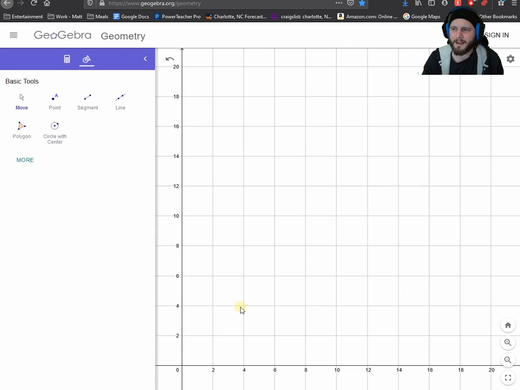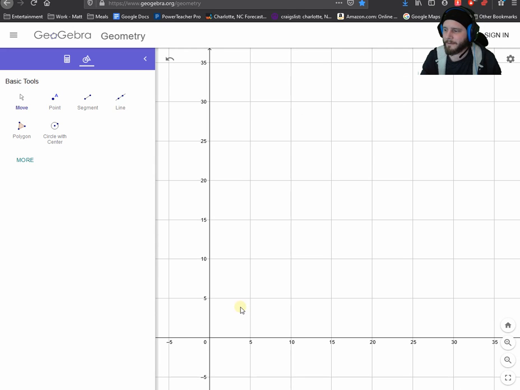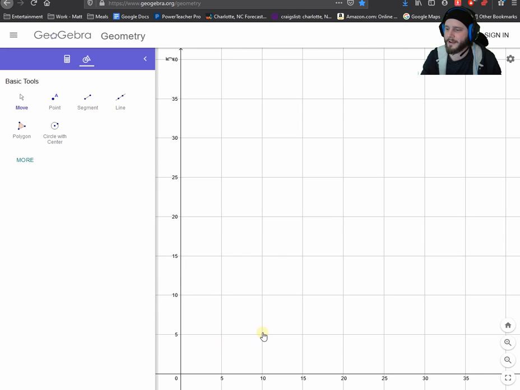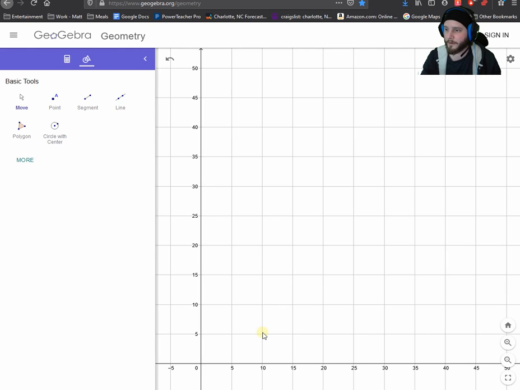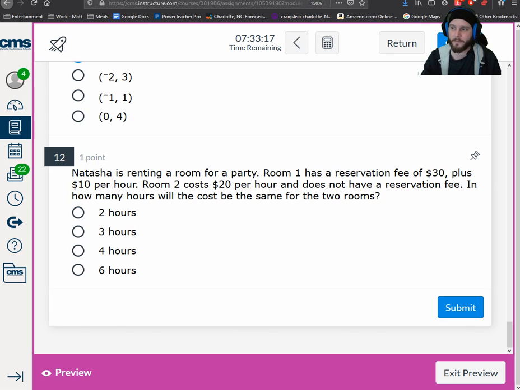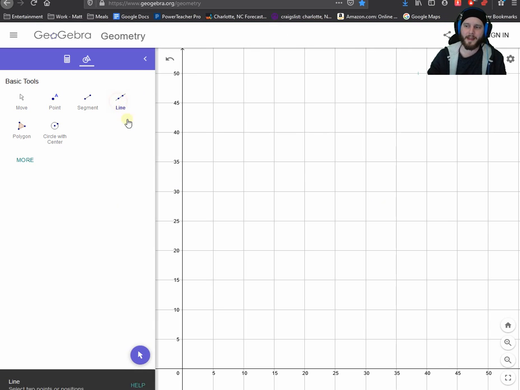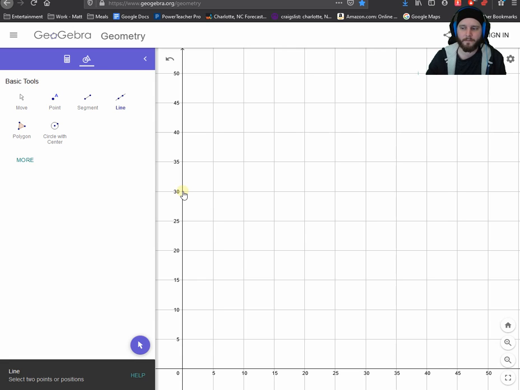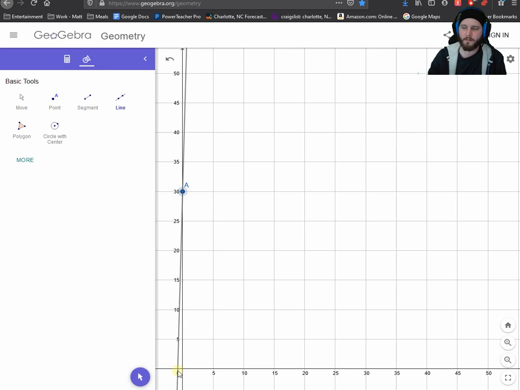That doesn't make sense. I also obviously need to make sure that my graph has big enough numbers, because I am dealing with numbers in the 20s here. So my first equation for room 1, I already erased it, but the reservation fee was plus 30. So that means my y-intercept is here. If I rent a room for 0 hours, then it's still going to cost me $30 just for the privilege of walking in the door.